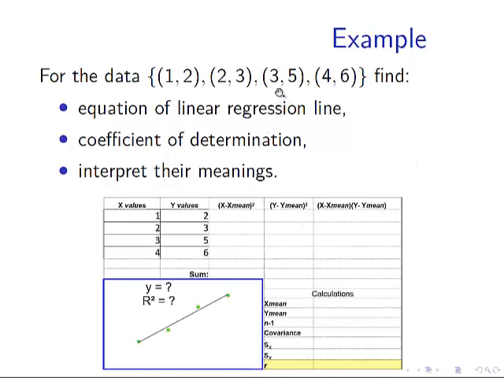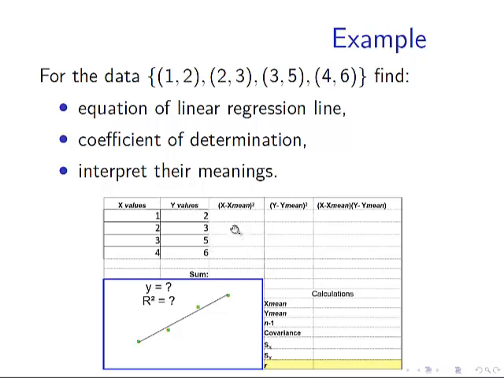For this question, we are going to use the table method, but it's up to you. If you want, you may directly use your calculator for calculations. In the table method, we put the points as columns. The x values we write here: 1, 2, 3, 4. And correspondingly the y values: 2, 3, 5, 6.